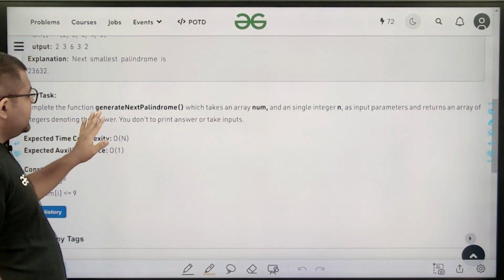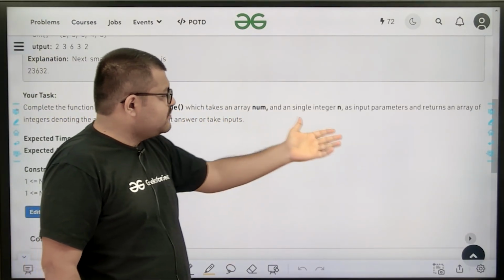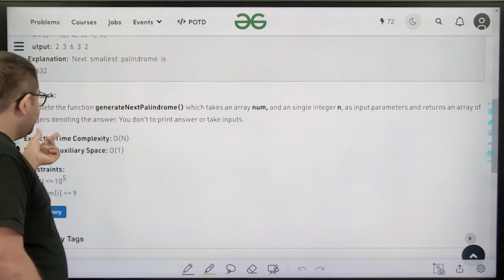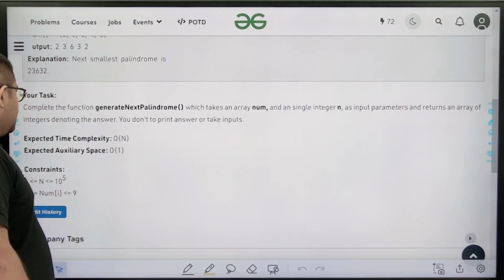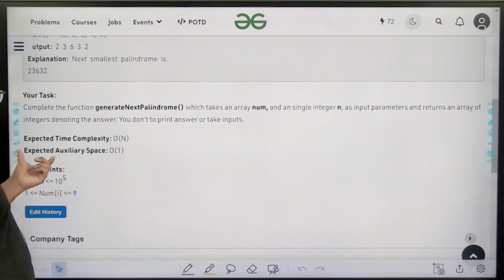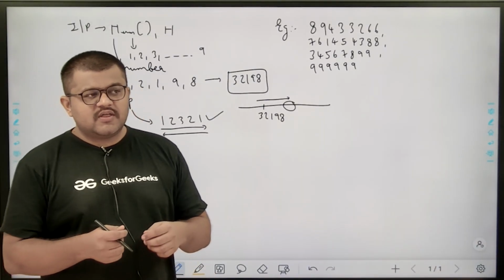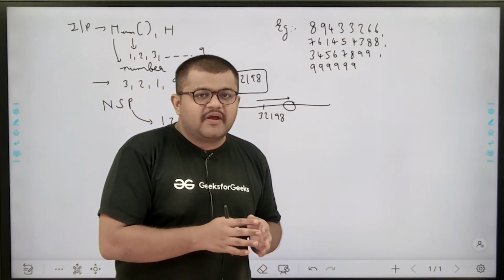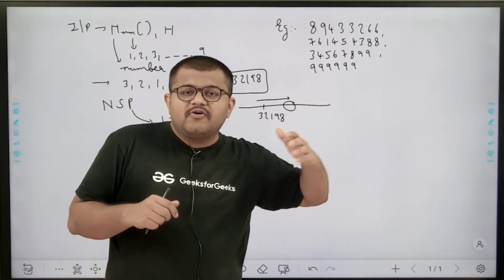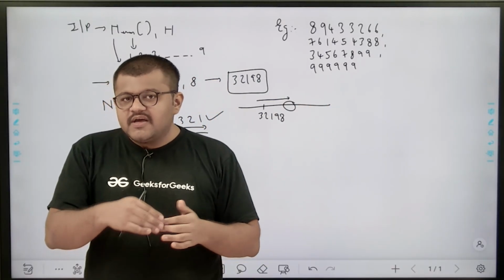Our task is to complete this function which takes array num and a single integer n, which is the size of the array, as input parameters, and return an array of integers denoting the answer. You do not need to print the answer or take any inputs. The expected time complexity is O(n) and expected auxiliary space is constant, and the constraints are given here. So now if we think about the solution, the first thing we should think about is that the number is given in the form of an array and the array can have up to 10 to the power 5 digits. So we cannot convert this into a single variable and then operate on it.